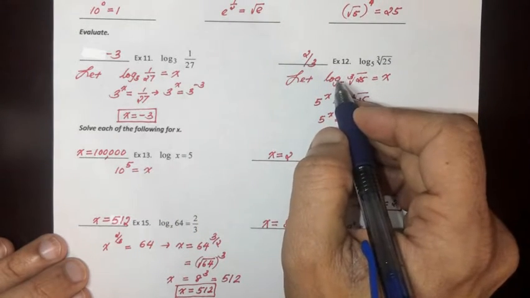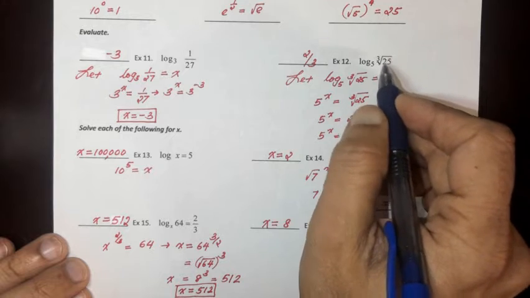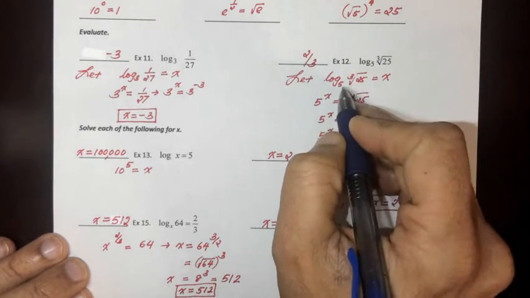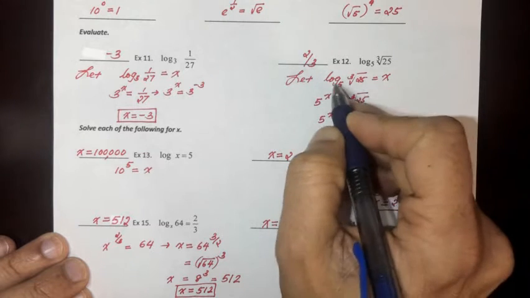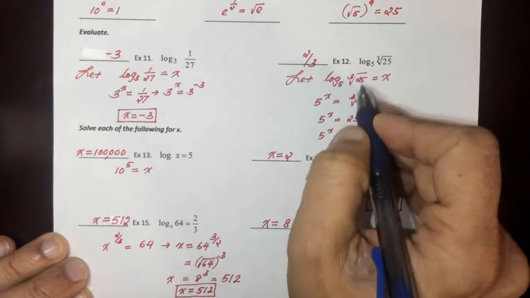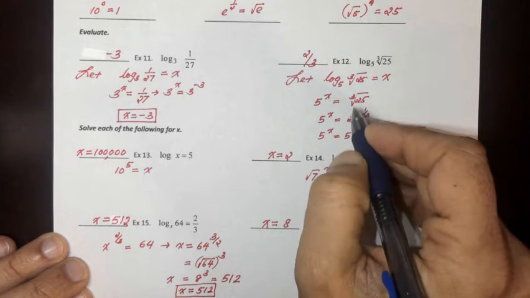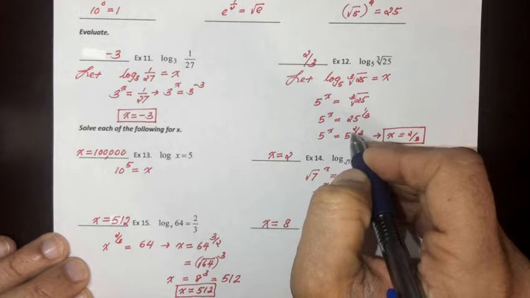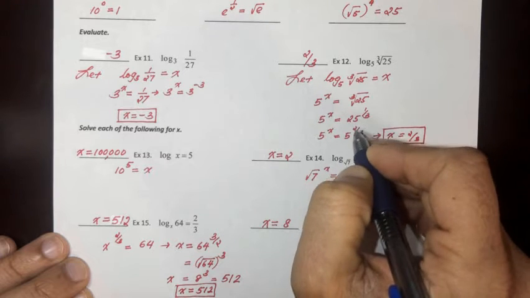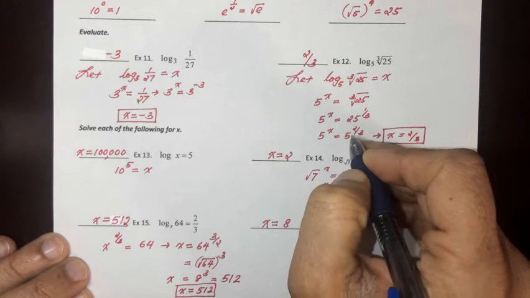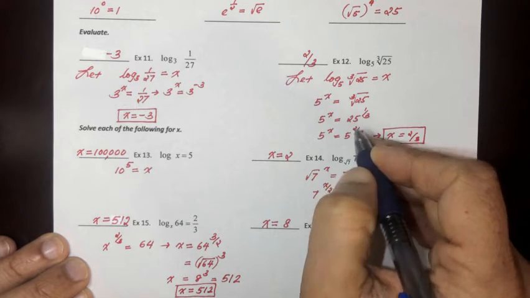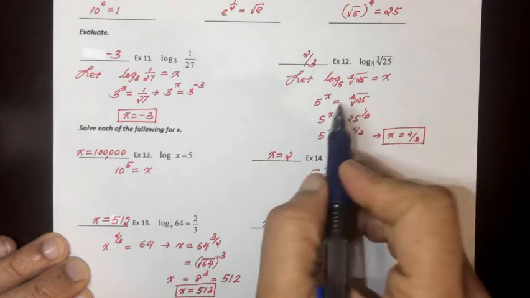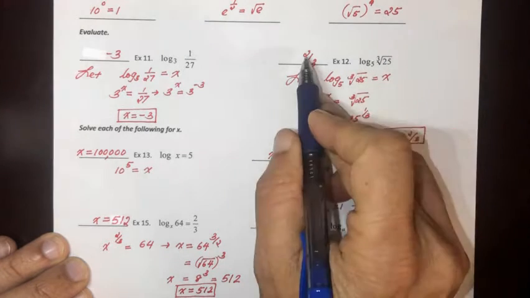Also here, log cube root of 25 to the base of 5. Let's suppose that quantity is equal to x. So as we did before, 5 to the power of x is equal to cube root of 25. And we know cube root is nothing but the power of 1/3. So 25 is actually 5 squared, and 5 squared to the power of 1/3 would be 5 to the 2/3. So 5 to the power of x is equal to 5 to the power of 2/3. So x is equal to 2/3, and the value of this expression is 2/3.